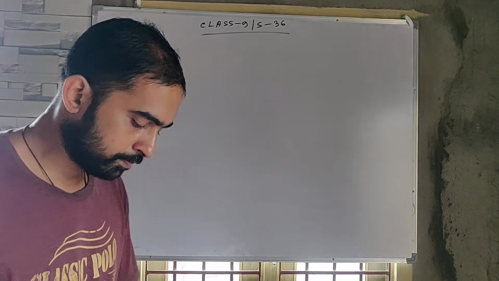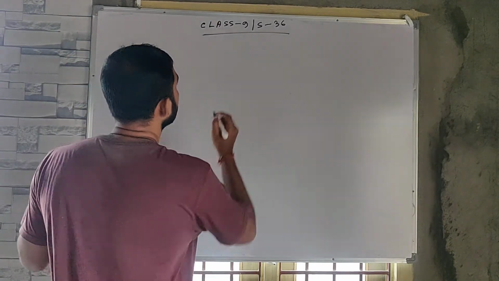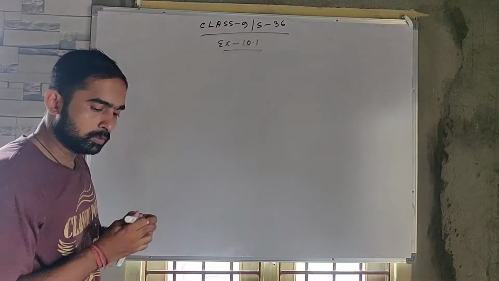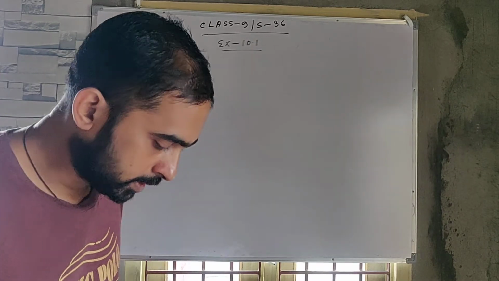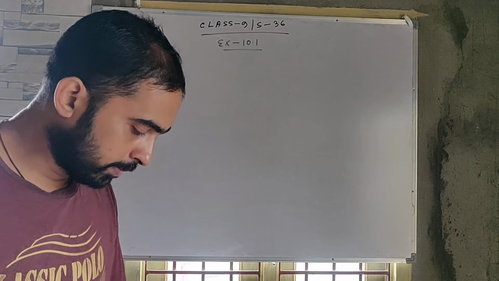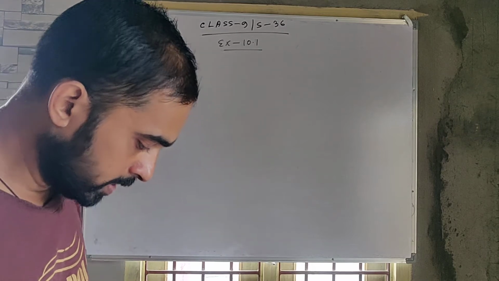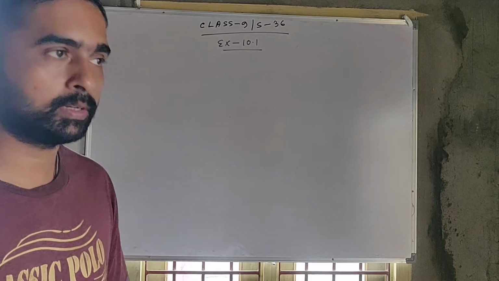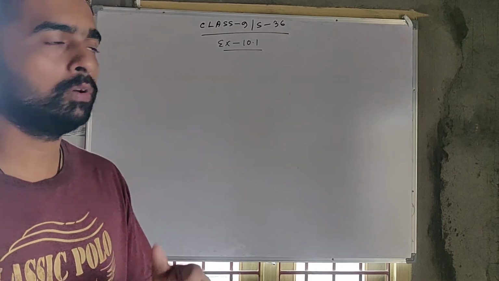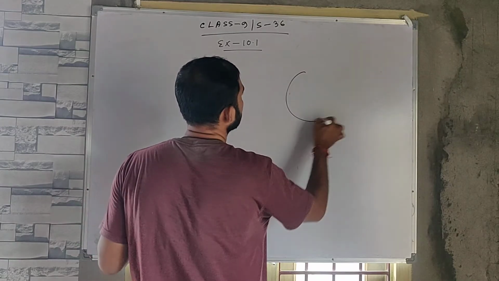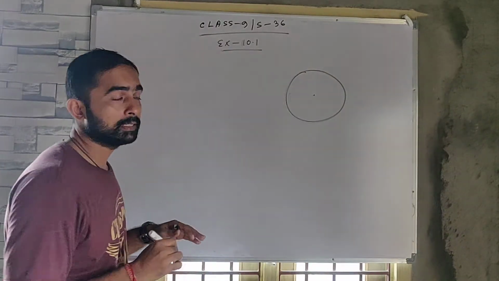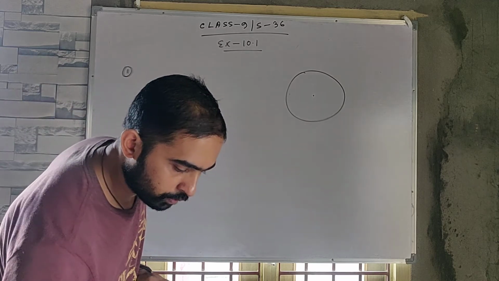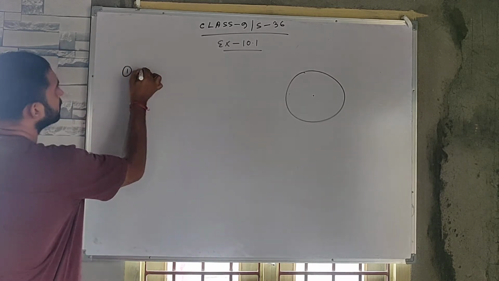Yes, okay, now see here. Let's start exercise 10.1. So what are the questions? See, the first questions are fill in the blanks. The question is, the center of a circle lies in dash of the circle, exterior or interior. We know that the center always lies in the interior of the circle. So the first answer is interior.